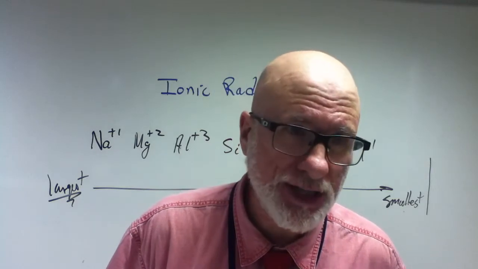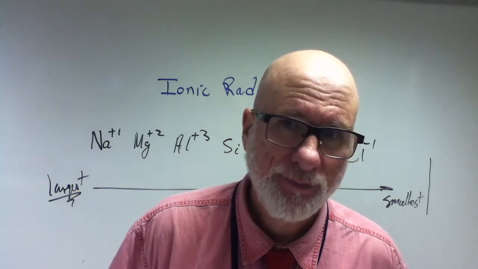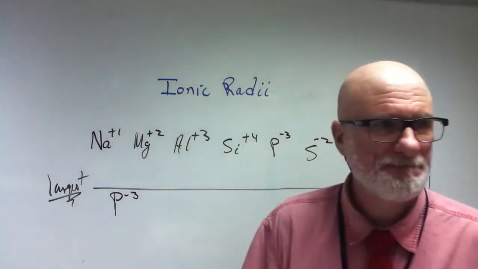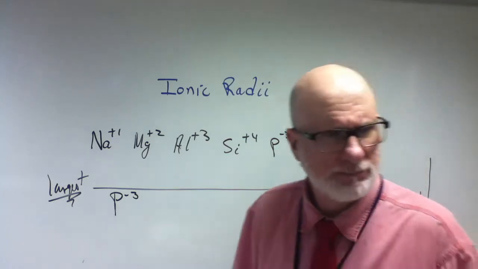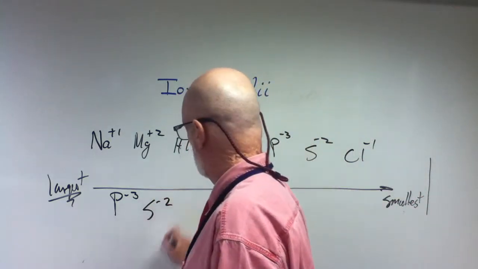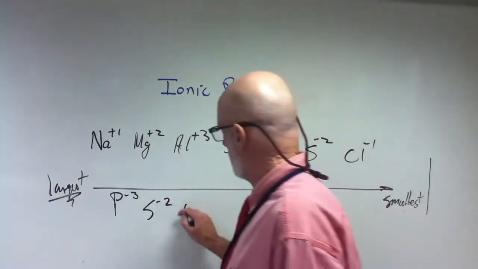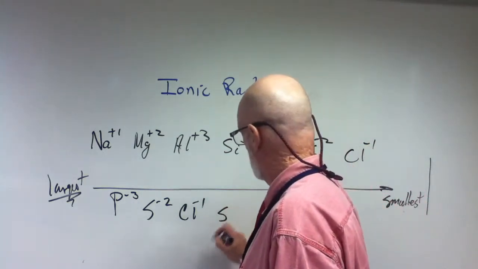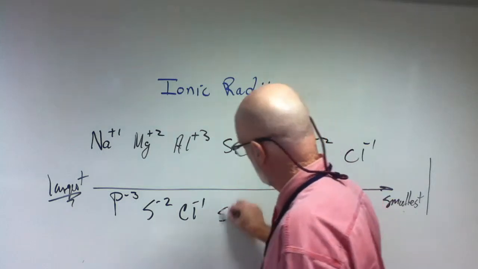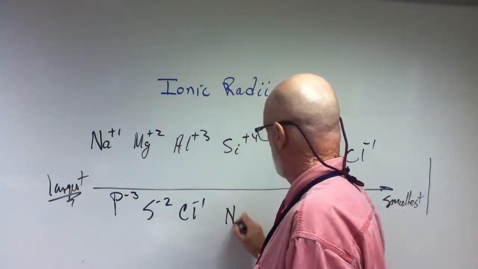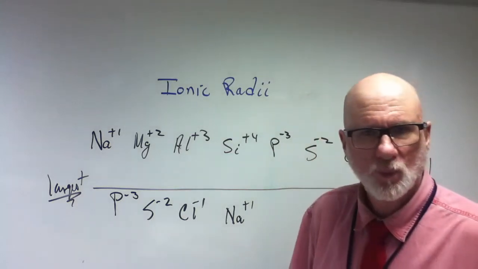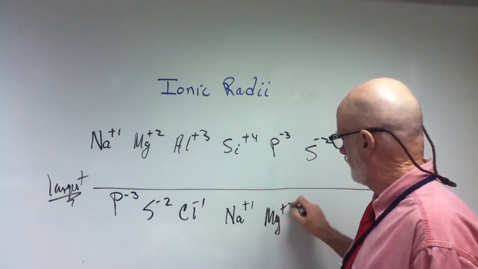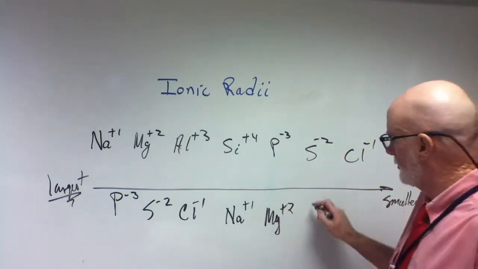So what's going to be the largest ion up there? Yes, excellent. Phosphorus. What's next? Sulfur. What's next? Chlorine. What's next? Sodium. Then what? Magnesium. Aluminum.